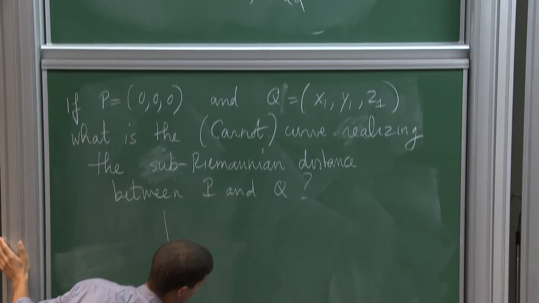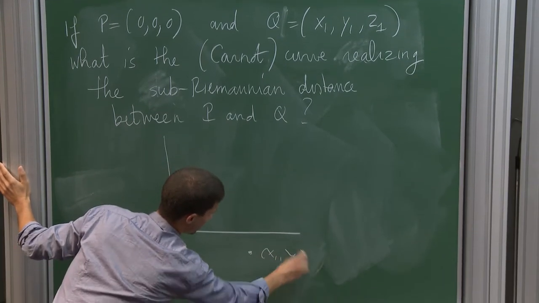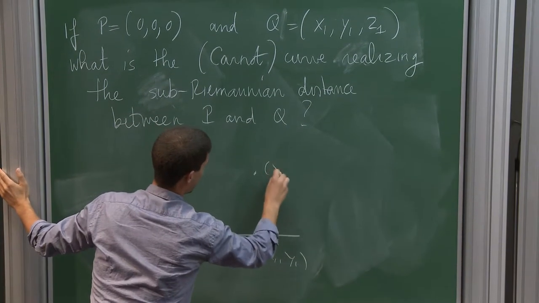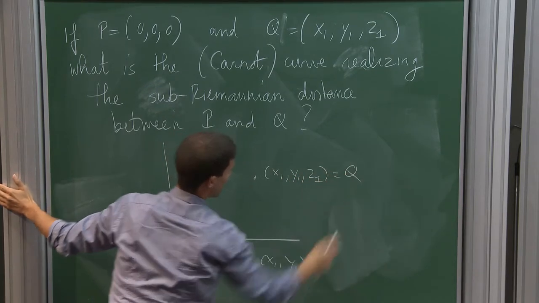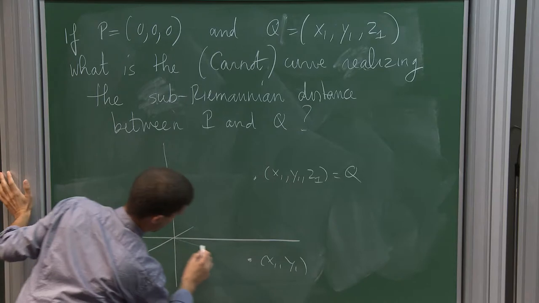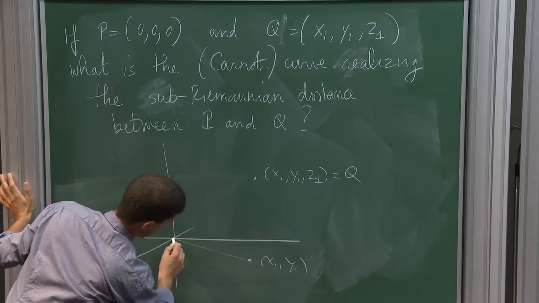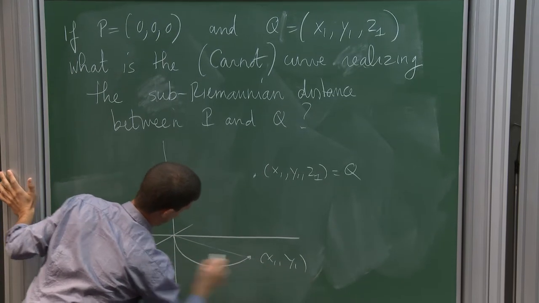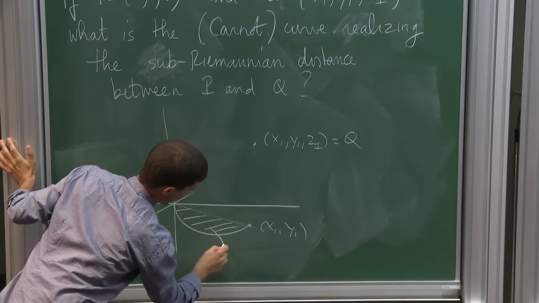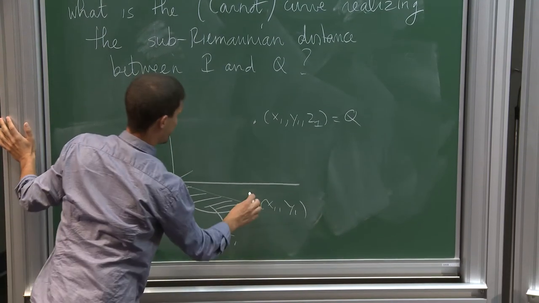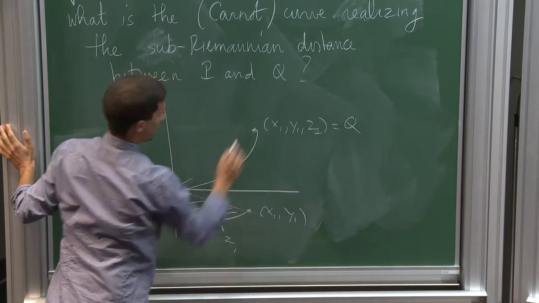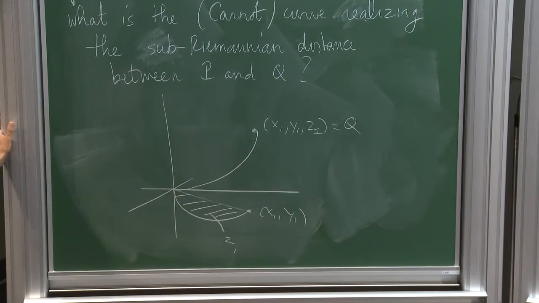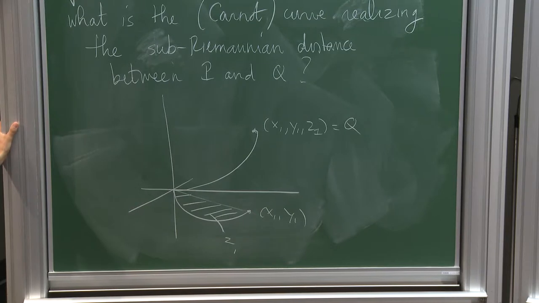So if this is here, and this is Q, then I will look for a circle here such that this is equal to Z1. And here, what do we have? We'll have an arc of a helix.